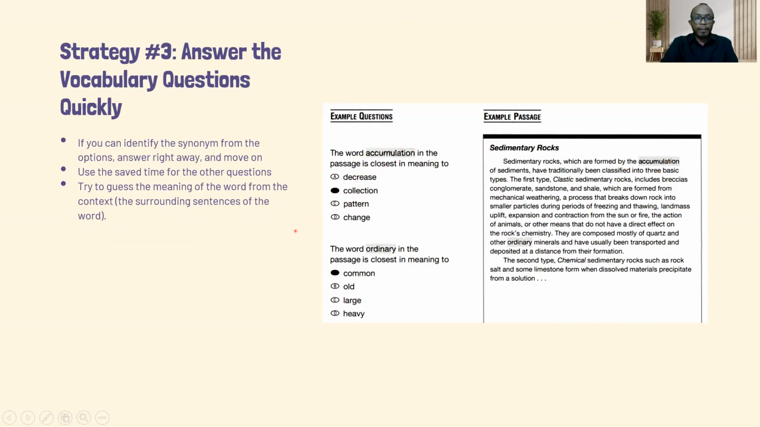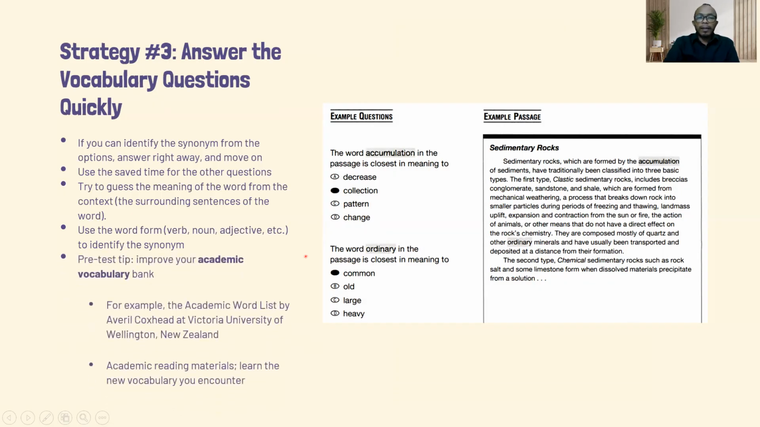Okay, so it can also help you if you identify the word form or the class of the word. So here, for example, accumulation is a noun. So you can easily eliminate options that are not a noun. For example, decrease. Decrease is not a noun. So that will be unlikely the correct answer. All right. And also pattern. So it's either collection or change.